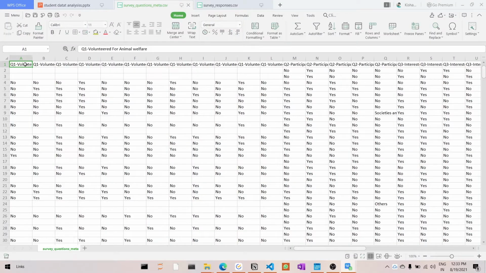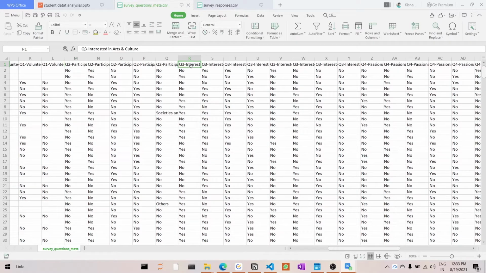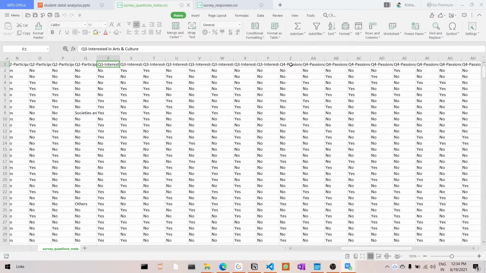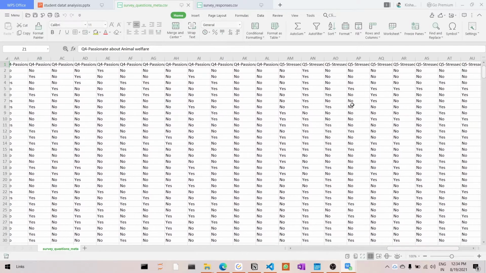And here you can see different questions. You can see participation response in yes, no. Then you can see interest response in yes, no. And then you can see passion. And at the last you can see the stress, so whether this particular student is under stress or not. All are answered in yes, no.